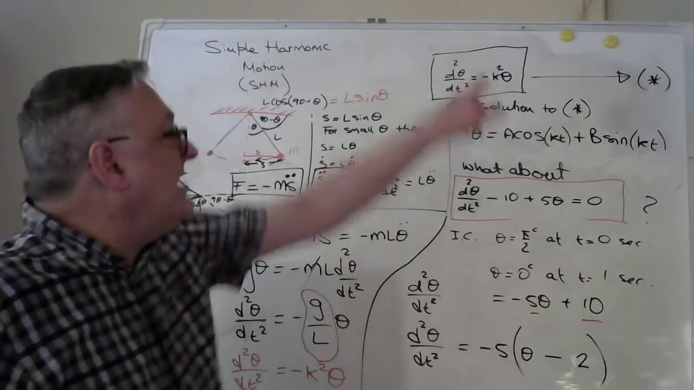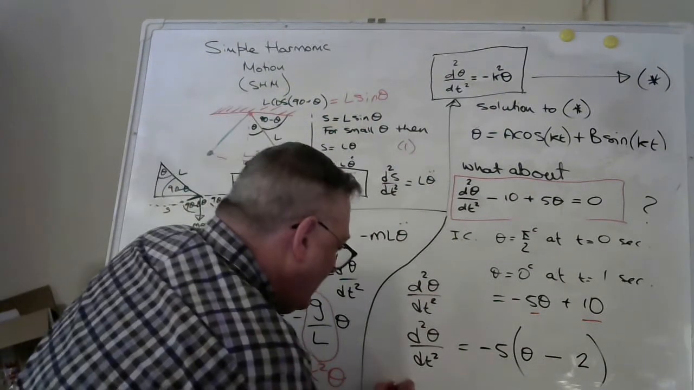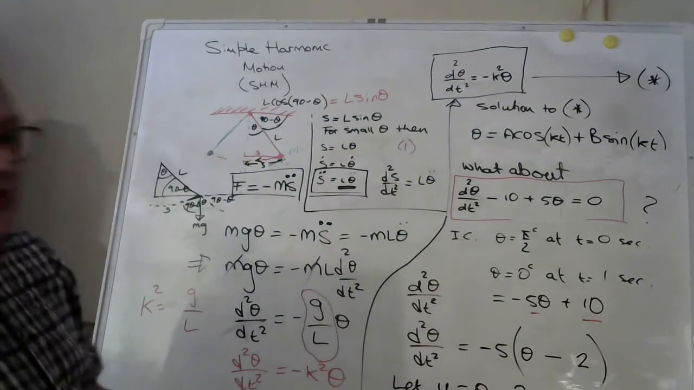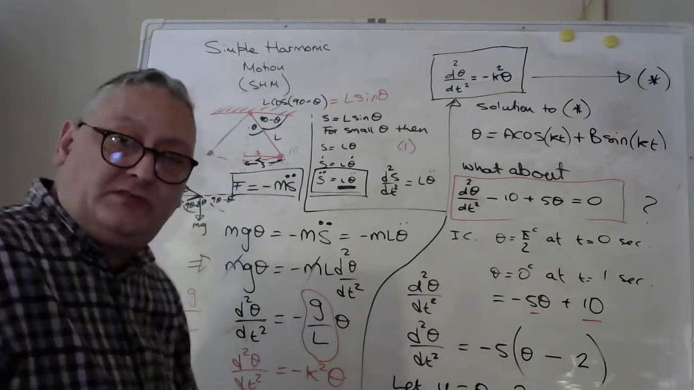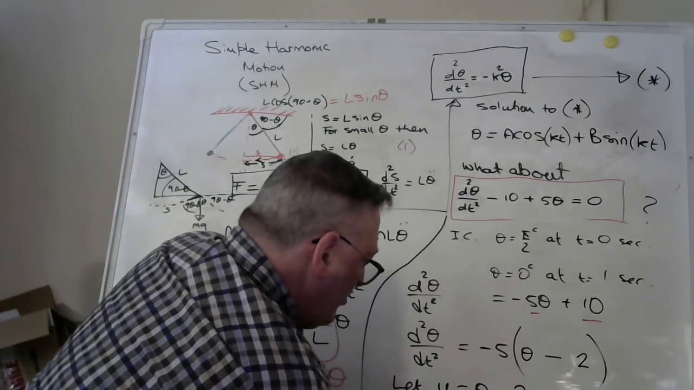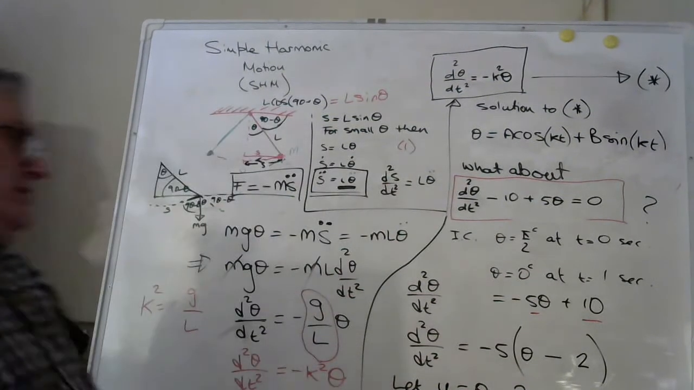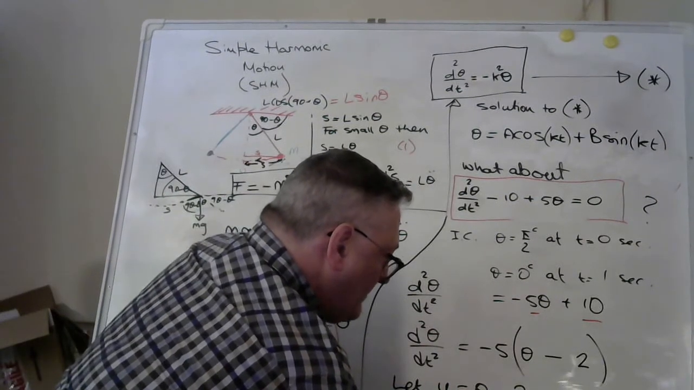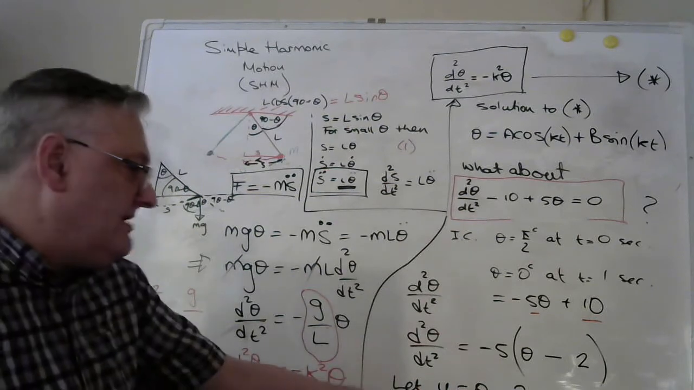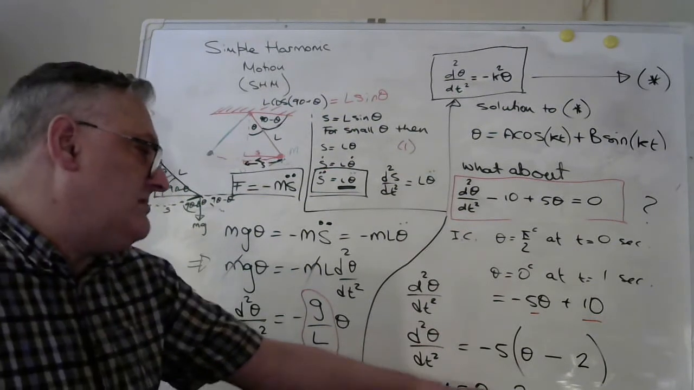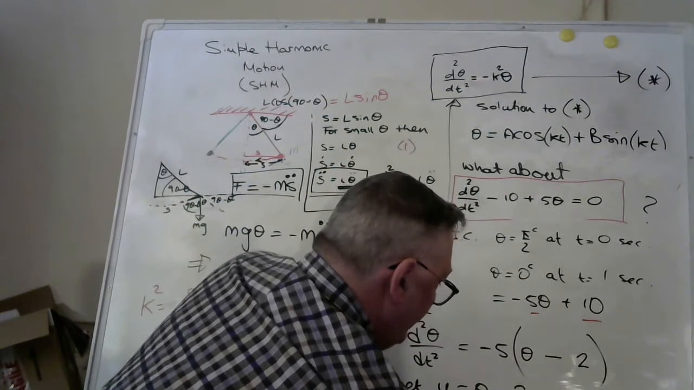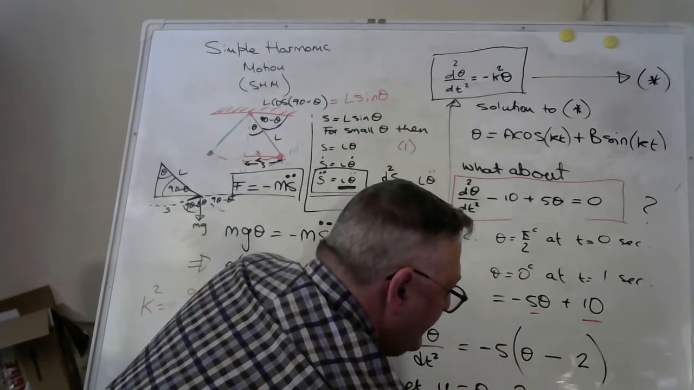But how are we going to get this exactly like that? Well, if we let u equals theta minus 2, then we can work out that du by dt is equal to d theta minus 2 by dt on that side of the equation. What is the derivative with respect to t of theta minus 2? Well, minus 2 is just a constant. If you differentiate a constant, you get 0. And that turns out to be d theta by dt.